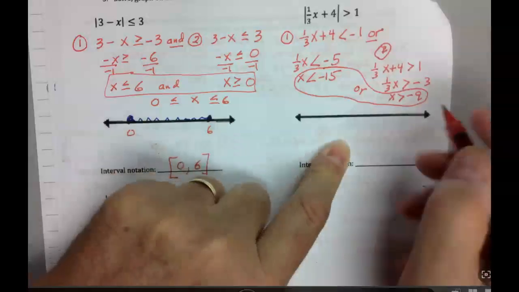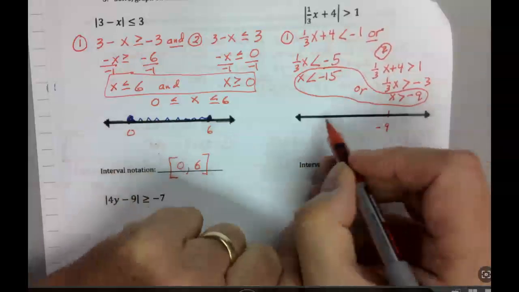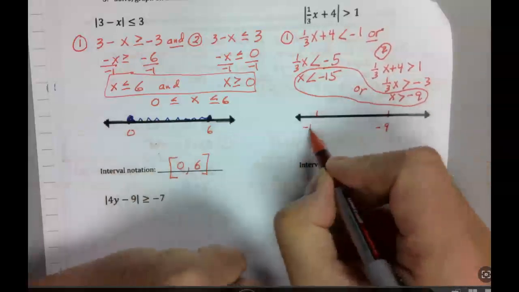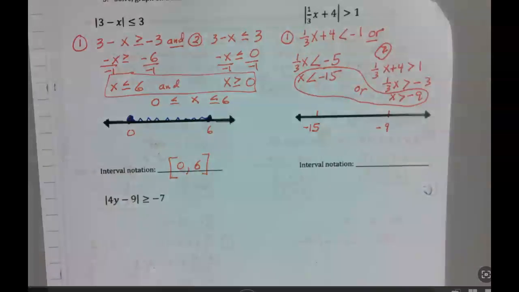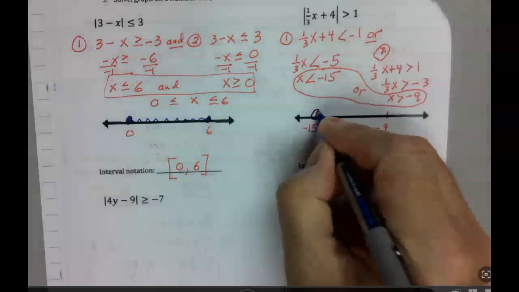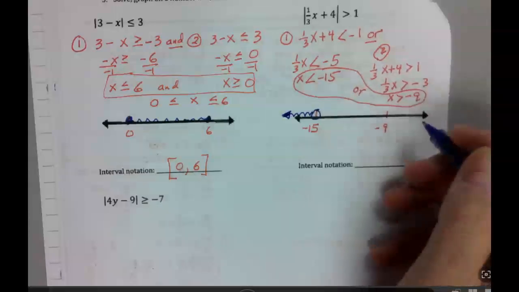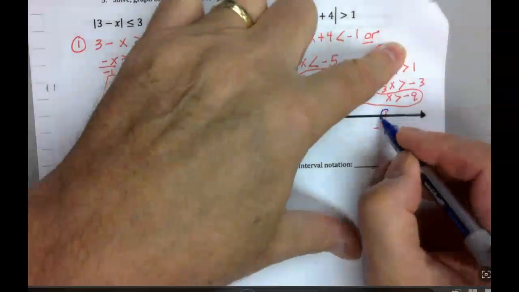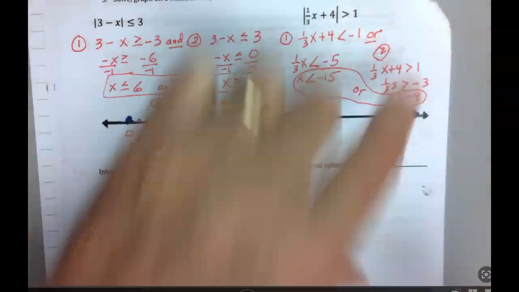Okay, so we've got negative 9. Agreed? And negative 15. Both of them have what? Open or closed circles? Open, non-included, correct? So open circle here, going that way. And x is greater than negative 9 is open circle going the other way. Agreed? Correct?